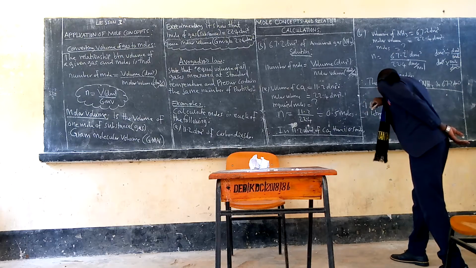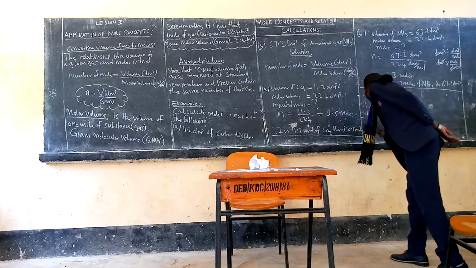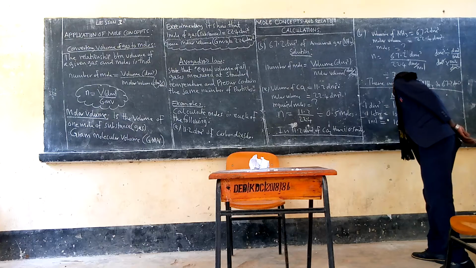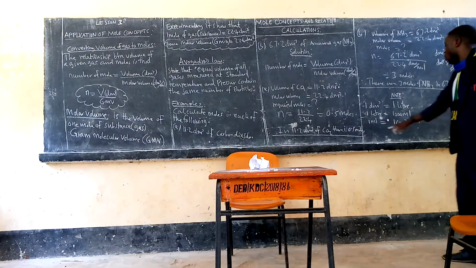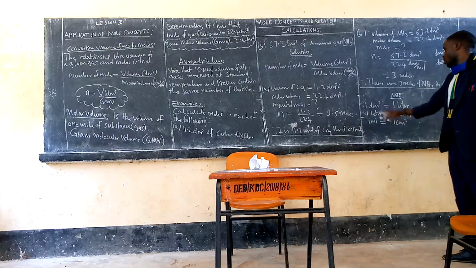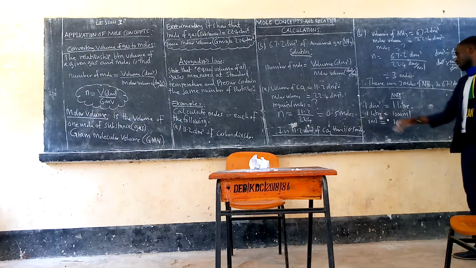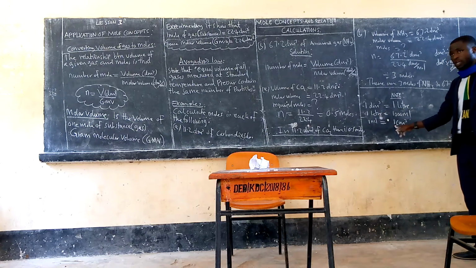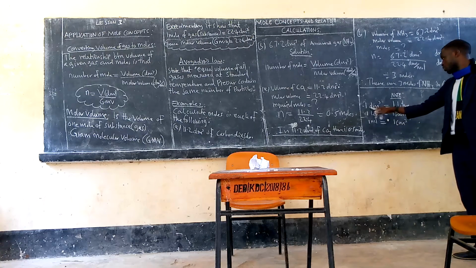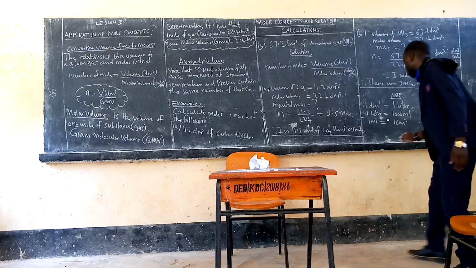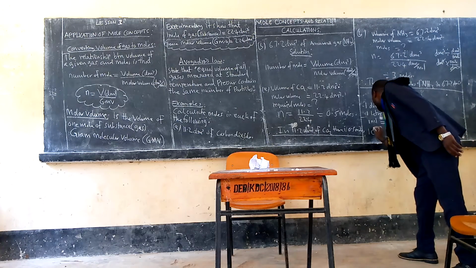And 1 milliliter equals to 1 centimeter cubic. Remember, 1 milliliter equals to 1 centimeter cubic. 1 decimeter cubic equals to 1 liter. If 1 liter equals to 1,000 milliliter, that means 1 liter equals to 1,000 centimeter cubic. Therefore, 1 decimeter cubic equals to 1,000 centimeter cubic.